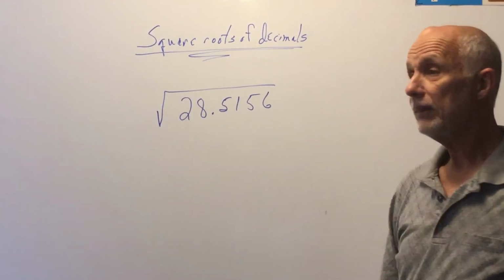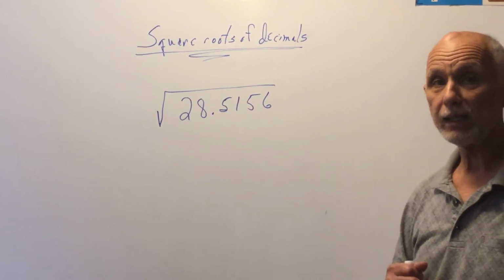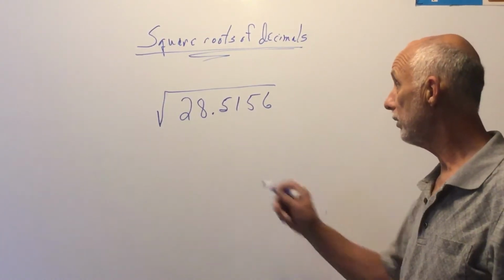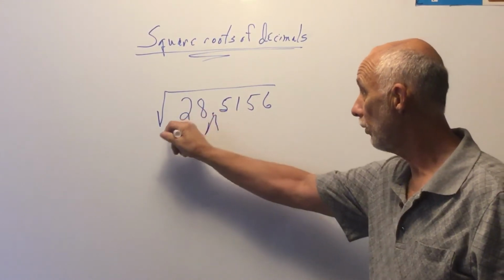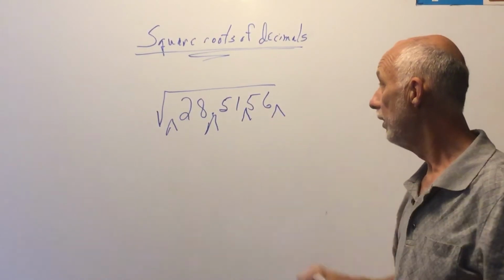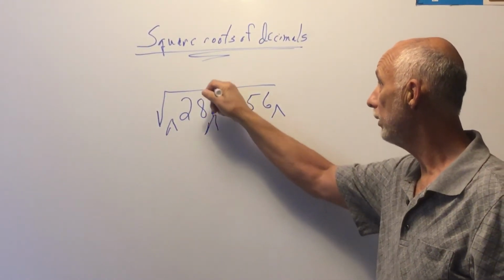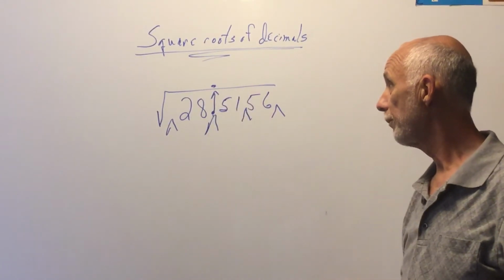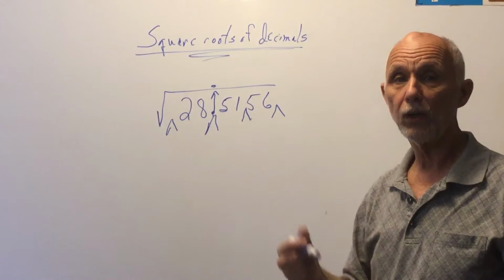But anyway, as far as the algorithm goes, I can use the algorithm here. Count every 2 places from the decimal point. By the way, that's every 2 places to the right and every 2 places to the left. Just like when you divide decimals, bring the decimal point straight up in your answer. And now you just repeat the process that we've done with the algorithm.